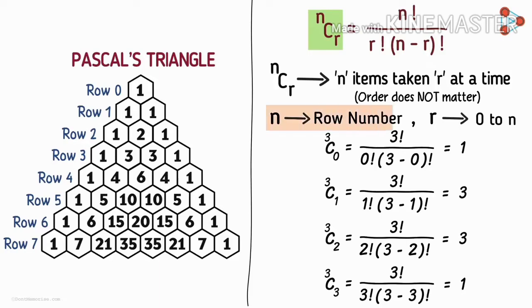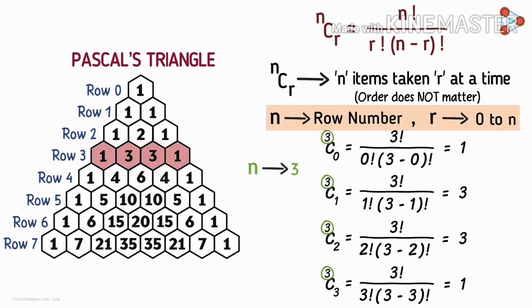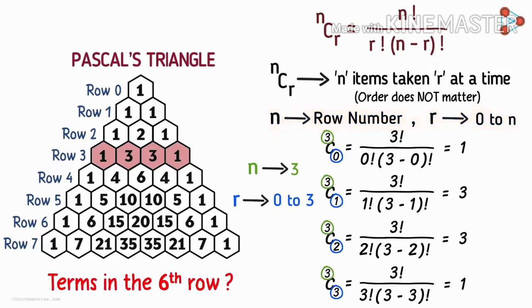Let's try and understand this better. We saw how it works for the third row. N here is 3 and r ranges from 0 to 3. What if we want to find the terms in the sixth row of the Pascal's triangle? How do we do that? We know the relation between combinations and each term, right? Let's use that to find out each term.